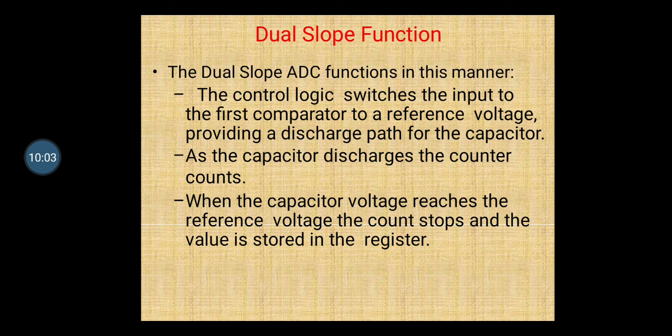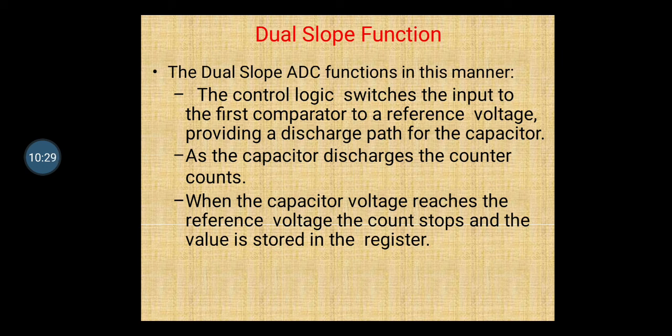So here you can understand the control logic switches the input to the first comparator to the reference voltage, providing a discharge path for the capacitor. As the capacitor discharges, the counter counts. And when the capacitor voltage reaches the reference voltage, the counter stops and the value is stored in the register. Whatever value is stored in the register, that is your final digital output of the analog input.